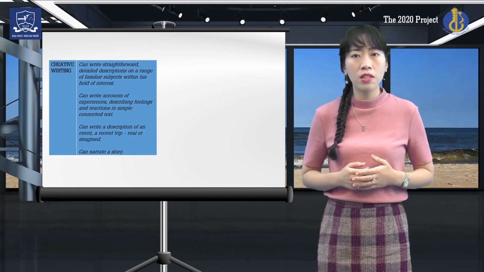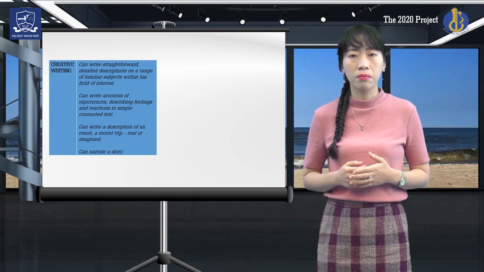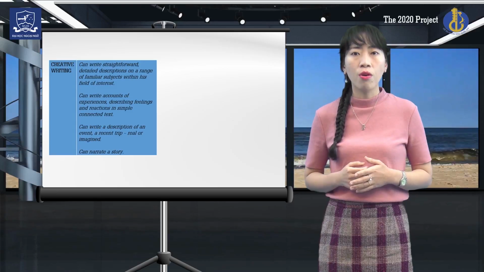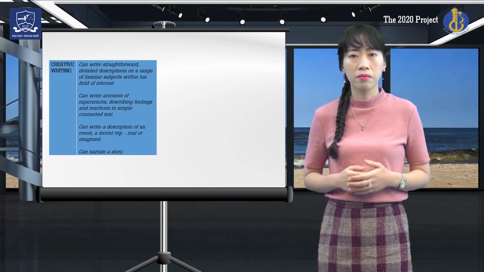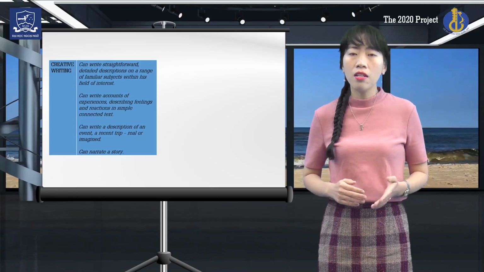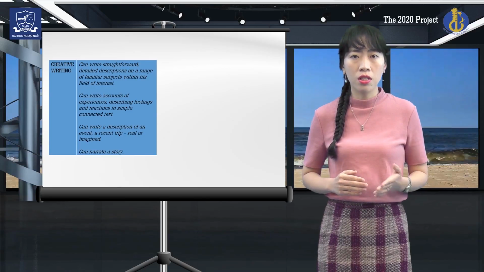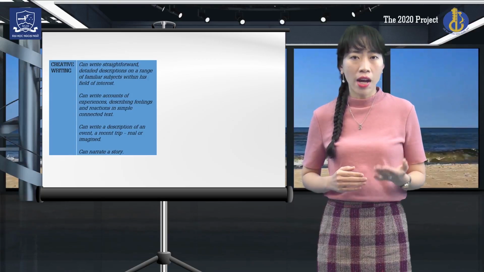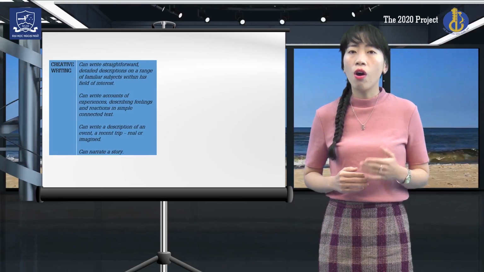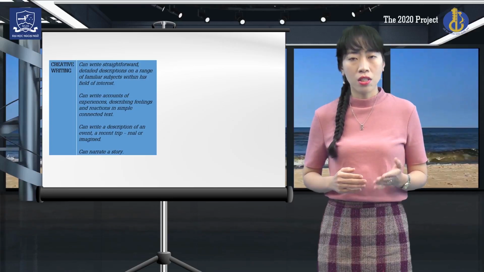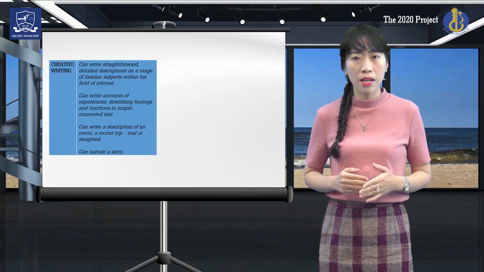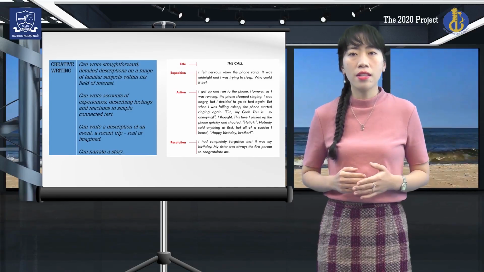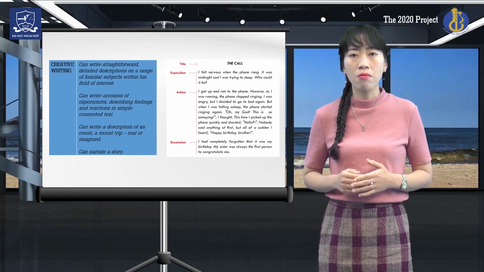Let's look at specific descriptors for the subskills. Take a look at descriptors for creative writing. We have 4 descriptors here. A learner at level B1 can write descriptions telling about his experiences, his feelings, and reactions to different situations. Or he can describe an event, such as a trip or an excursion he just made. He can also tell a story. Look at the example about a story narrated by a B1 learner.